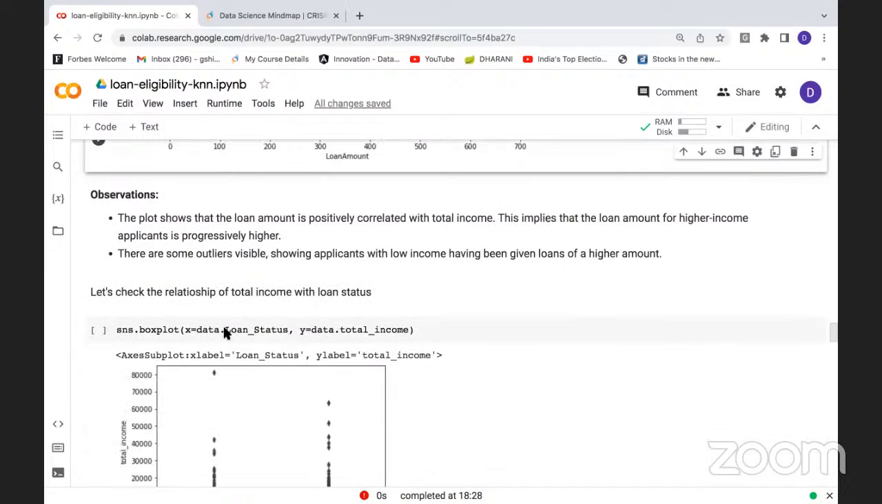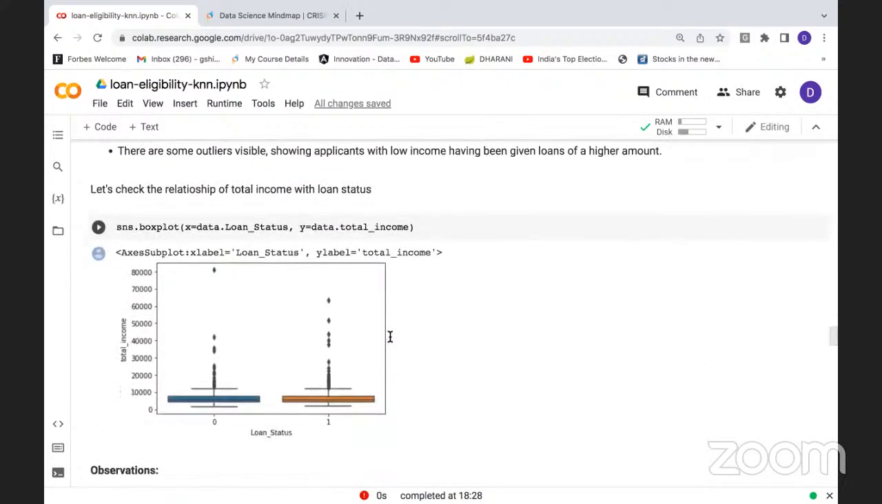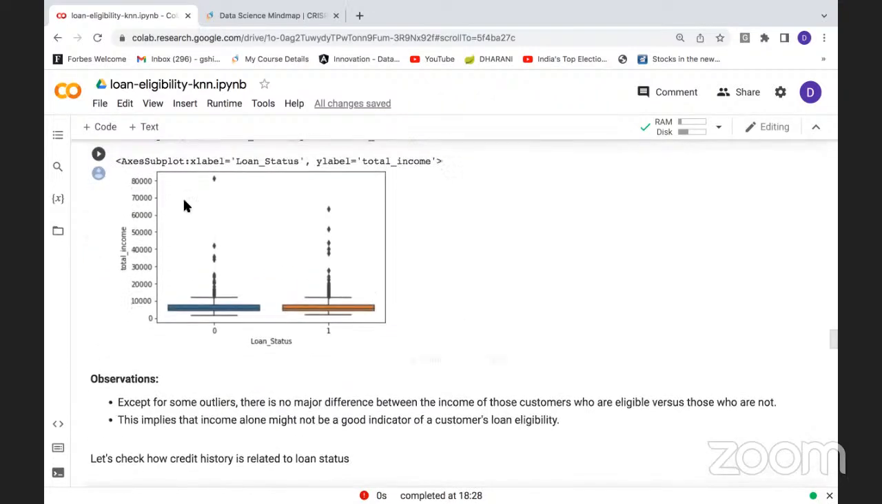Similarly, if you take loan status with the total income, right? See, these are the people here where we have the outliers. So what is the observation? Except for leaving 1 or 2 outliers, there is no difference between income of, see, till here. If I draw a line like this, right? 1, 2, 3. These are outliers. Other than that, the income of customers who are eligible versus those who are not, there is not much difference here, status. So the income alone might not be a good indicator.